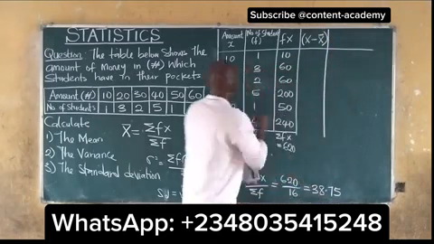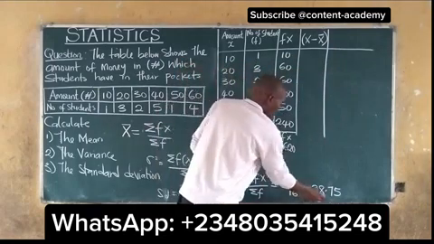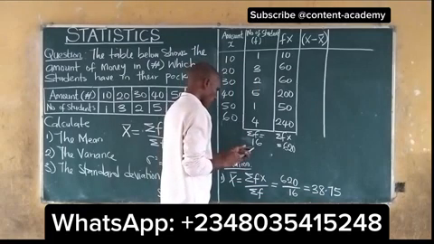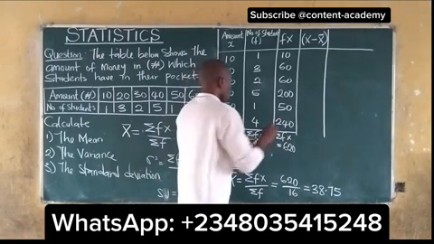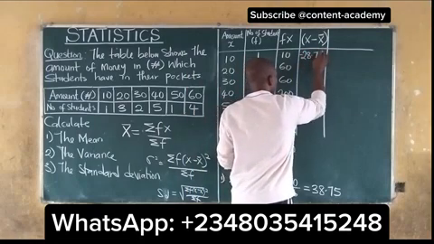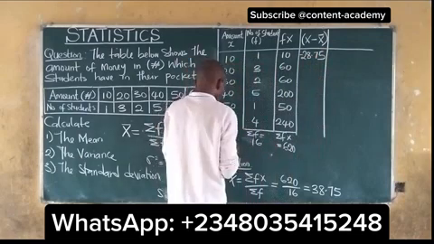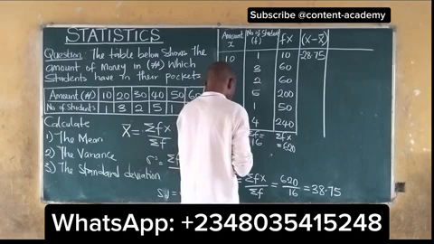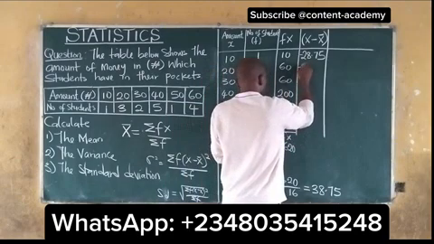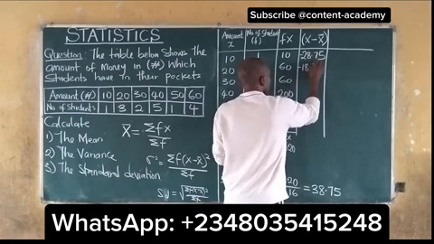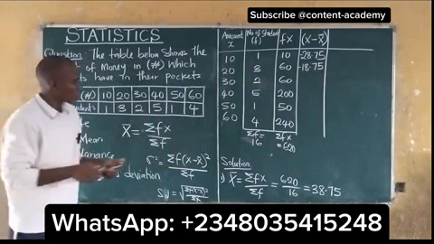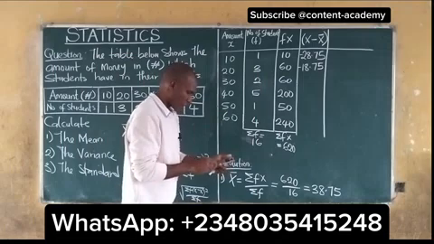10 minus 38.75 is equal to minus 28.75. 20 minus 38.75 will give us minus 18.75. The next one is 30 minus 38.75.